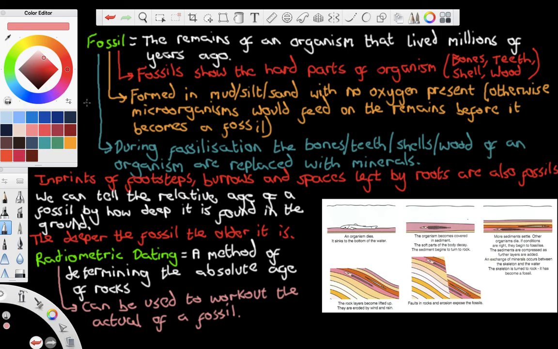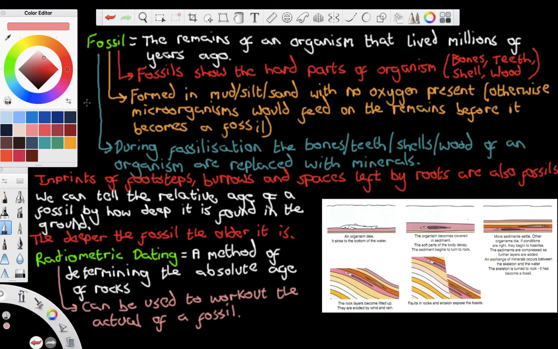So, a fossil is the remains of an organism that lived millions of years ago. Fossils show the hard parts of an organism, such as the bones, the teeth, the shell, and the wood. They are formed in mud, silt and sand with no oxygen present so that microorganisms can't feed on the remains and break it down before it becomes a fossil. During fossilization, the bones, teeth, shells and wood of an organism are replaced with minerals. Imprints of footprints, burrows and spaces left by roots are also fossils.